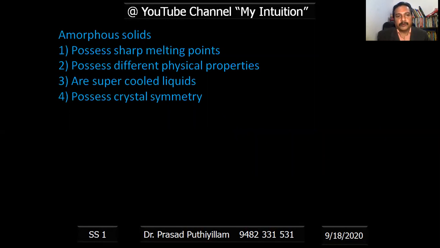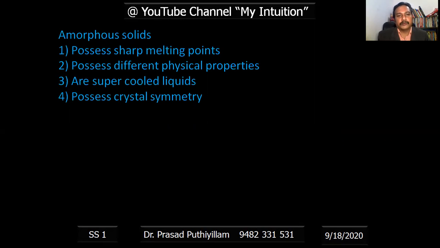Amorphous solids possess sharp melting point, possess different physical properties, are supercooled liquids, possess crystal symmetry. Okay, amorphous solids, they do not have a sharp melting point.